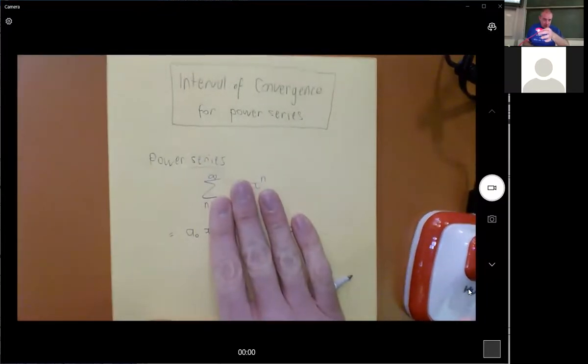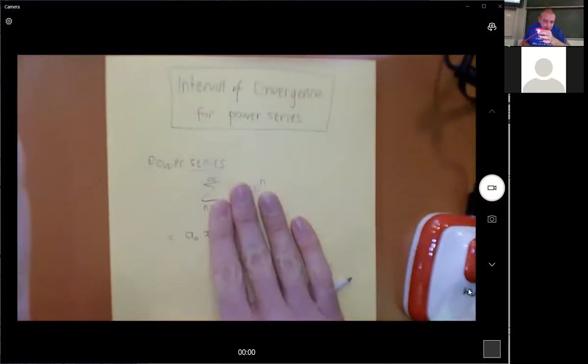Trying to get the focus right. That's the best I can get.